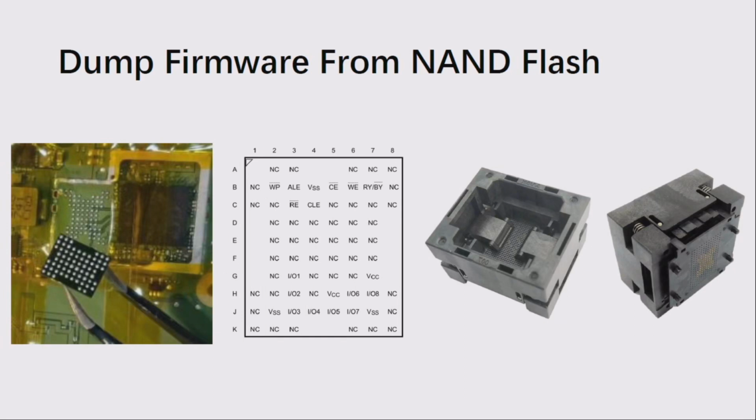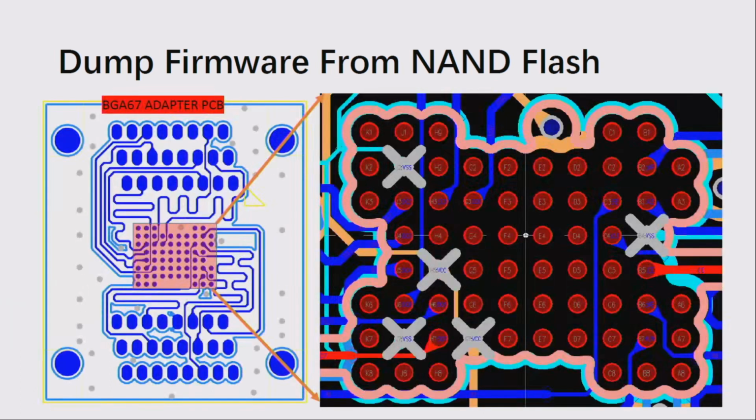Similar to the Amazon Echo, we first used a heat gun to desolder the chip from the board. By analyzing the datasheet of the chip, we found a test circuit of the BGA67 chip. The difference is that the pins of the BGA67 chip are very thin, so we could not find an adapter that can connect the test circuit to the programmer. So we designed a new adapter. Its main function is to expand the pins of the test circuit to a larger pitch, so that we can easily connect the chip to the programmer.